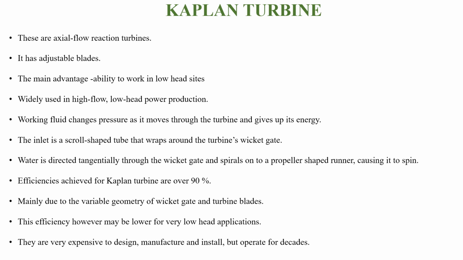Efficiencies achieved for the Kaplan turbine are over 90%, mainly due to the variable geometry of the wicket gate and turbine blades. This efficiency, however, may be lower for very low head applications. They are very expensive to design, manufacture and install but operate for decades.